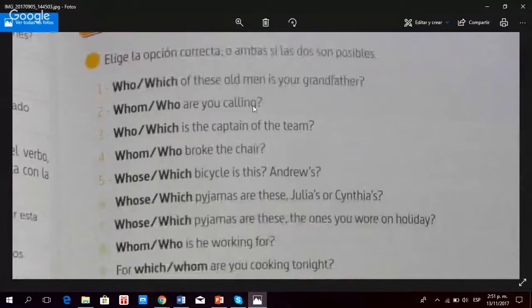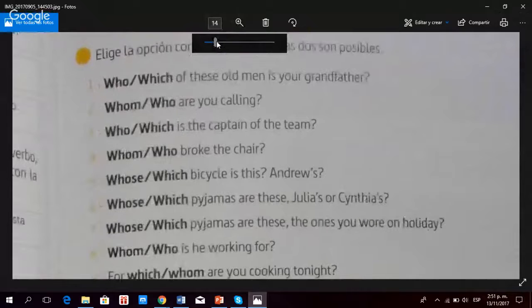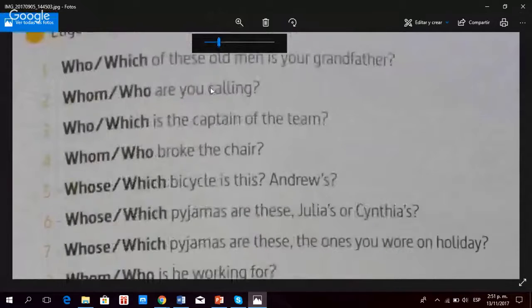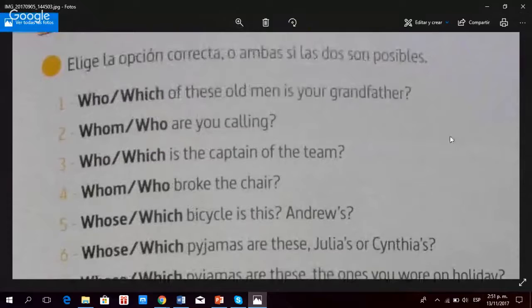Choose the right answer. Which of these old men is your grandfather? Which of these? Who of these? Which? You can choose both. Who or which? Yes? Oh, okay.